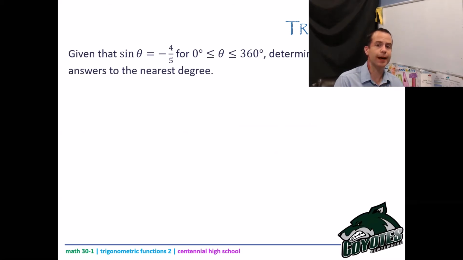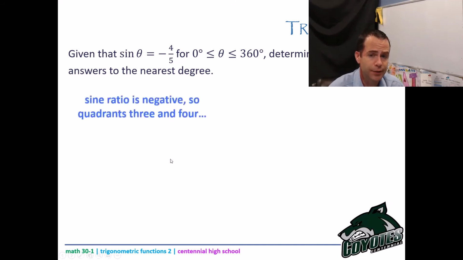So I'm told that sine of theta is negative, and I'm allowed to go in all 4 quadrants because I'm 0 to 360. There are actually 2 quadrants where the ratios for sine are negative. So think back to the CAS rule. There are 2 spots where sine is not positive, and that would be quadrants 3 and 4. So I actually have 2 different answers here, in quadrant 3 and in quadrant 4.